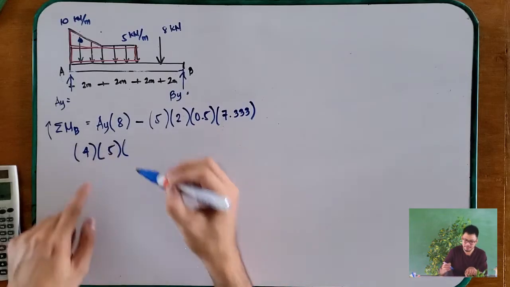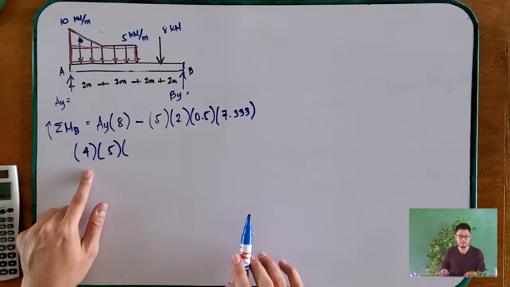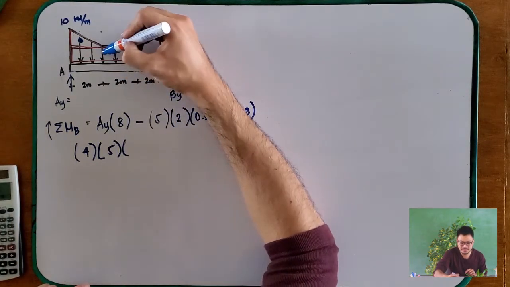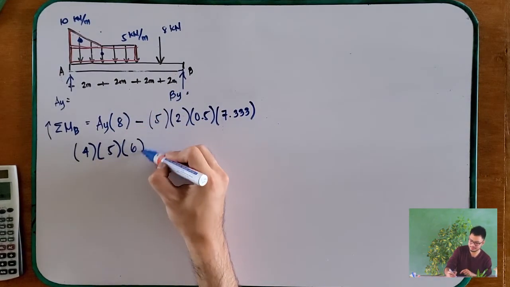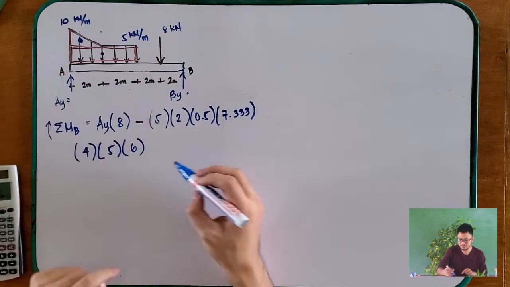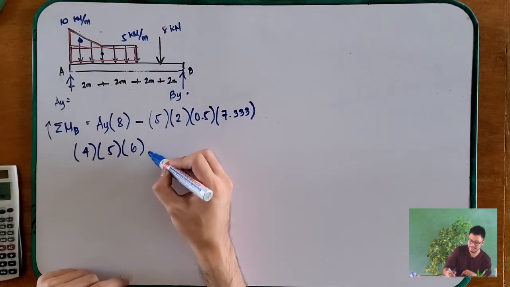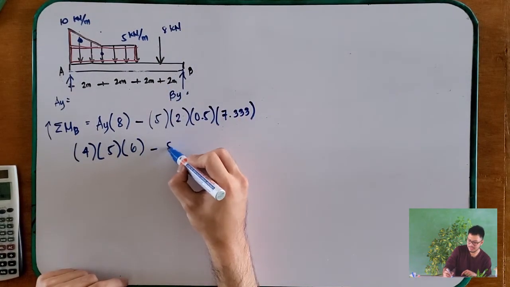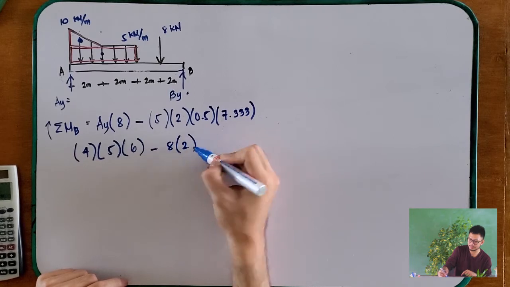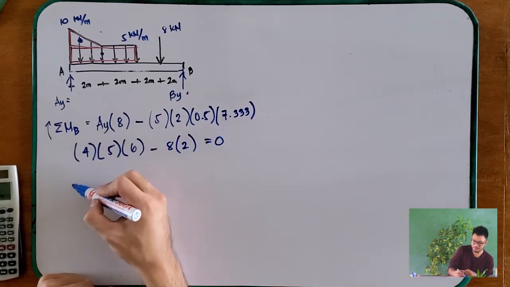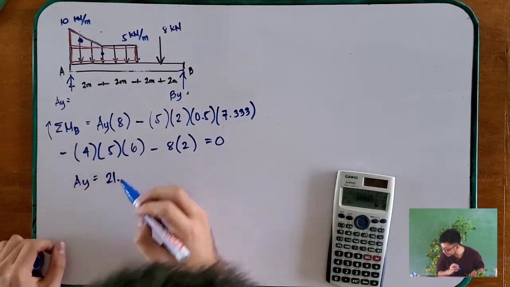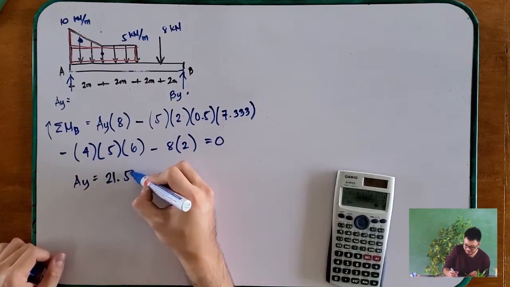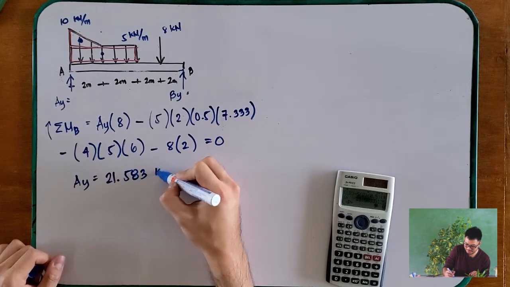And then, the moment arm for the rectangle. The centroid of the rectangle is at the middle. So, 2, 4, 6. So, that is 6. We get 8 kilonewtons. So, that is minus 8 kilonewtons times 2 equals 0. So, therefore, your AY is 21.583 kilonewtons.